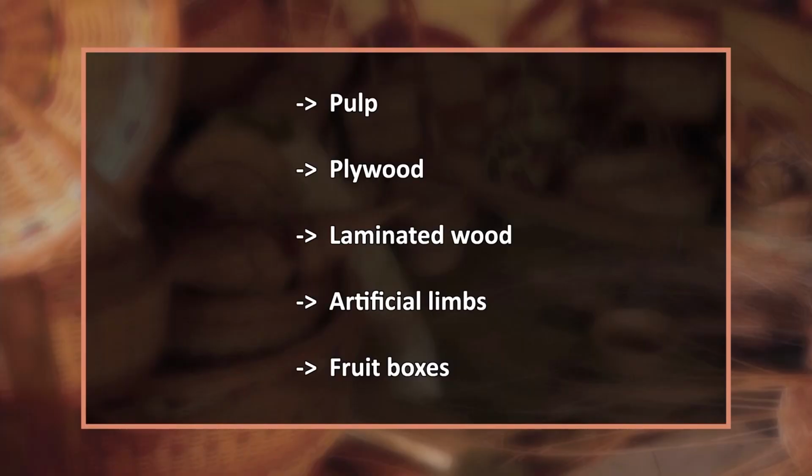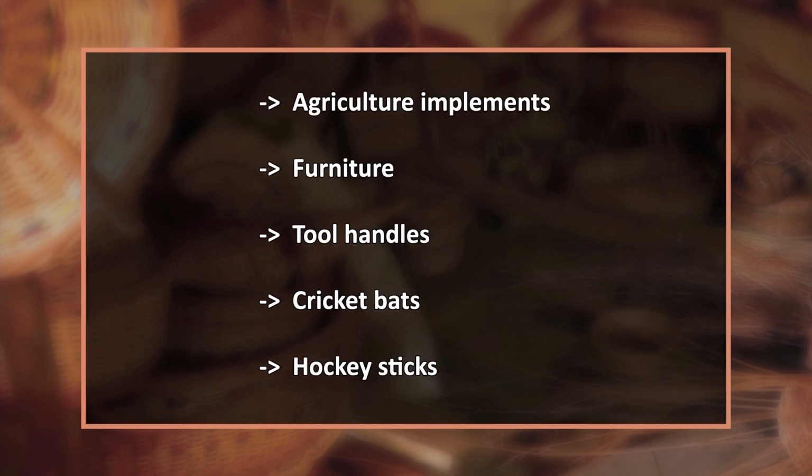In addition to this, its wood is suitable for making pulp, plywood, laminated wood, artificial limbs, fruit boxes, agricultural implements, furniture, tool handles and supports goods like cricket bats, hockey sticks, etc. Characterized by a high degree of genetic diversity, selected species are grown for pharmaceutical sector, livestock fodder, wicker production, landscaping and for environmental management. Some species are locally used for treatment of different human diseases.